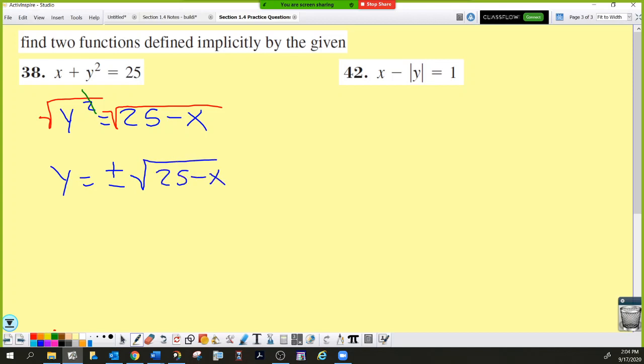So that is two different functions. The positive square root of 25 minus x and the negative square root of 25 minus x. You can't simplify the 25 for the same reason why I couldn't simplify the 4 minus x squared earlier. The plus or minus between the terms stops you from doing that. No, you just can't simplify it.